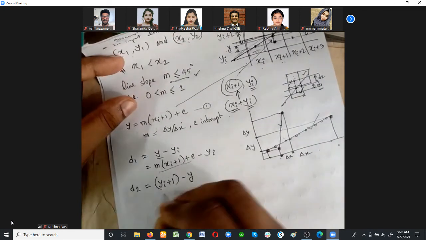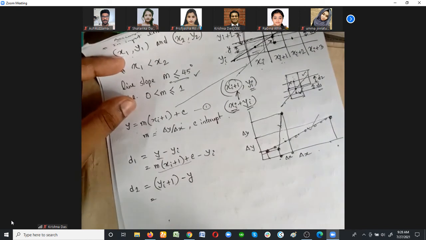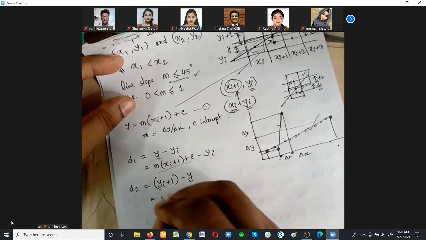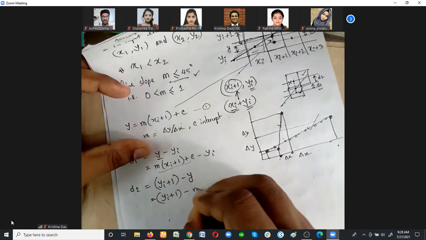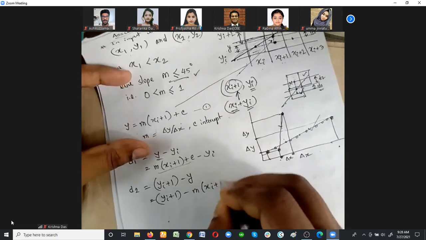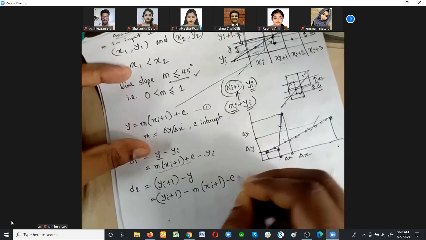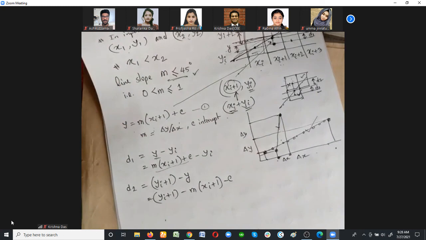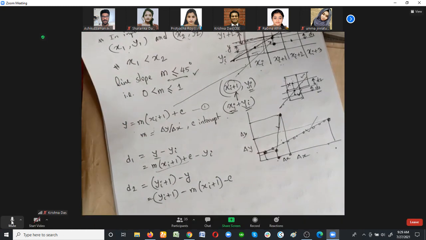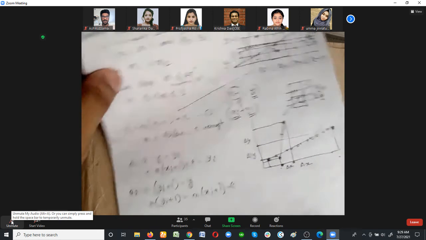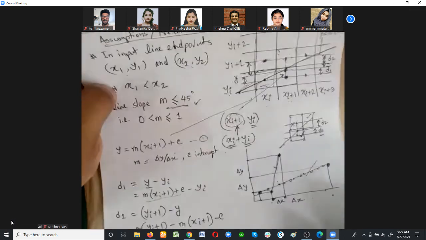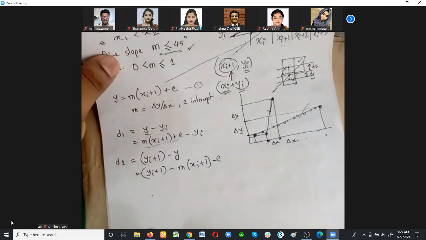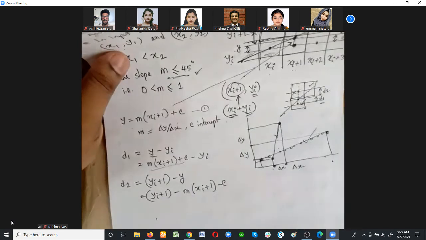If we just do it for yi plus 1 and minus m xi plus 1 and minus c, right? Yes, sir. Now if we just subtract those two values, that d1 minus d2, consider that d1 as it is coming first, maybe we consider that one first.